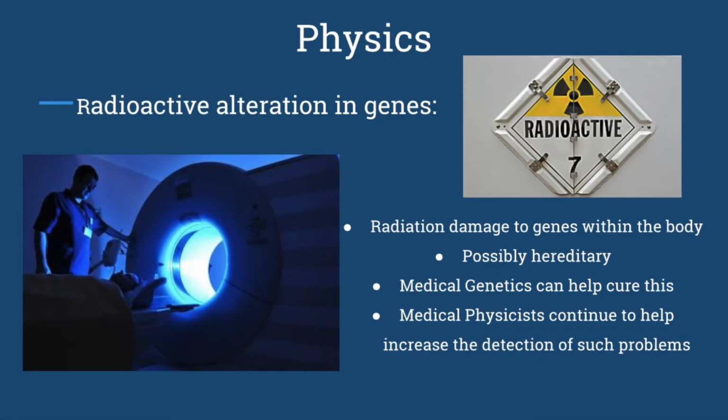Radioactive alteration in genes is caused by dangerous doses of radiation that cause damage to genes within the body. The damage done may become hereditary, meaning that this would become an area for medical genetic work to be done, perhaps even curing the patient of the damage done by the radiation. Medical physicists continue to find ways to detect and hopefully stop these problems.